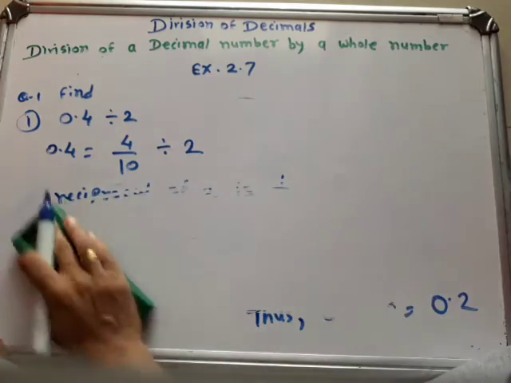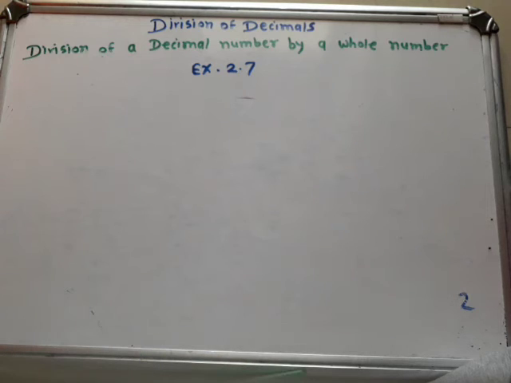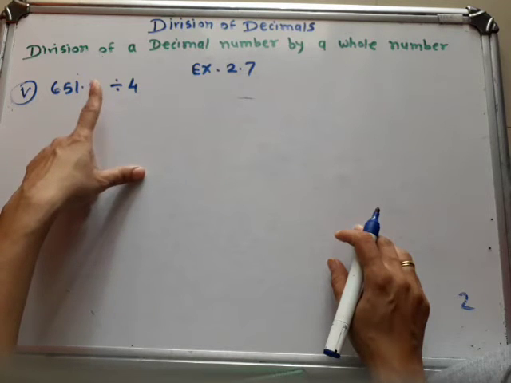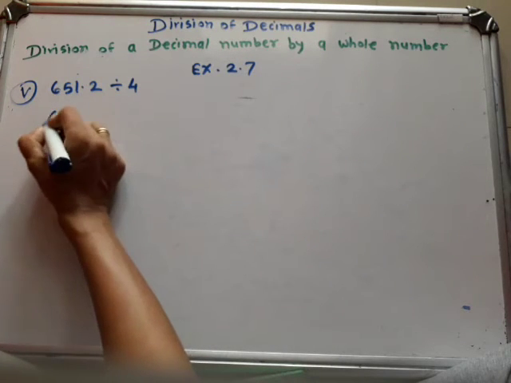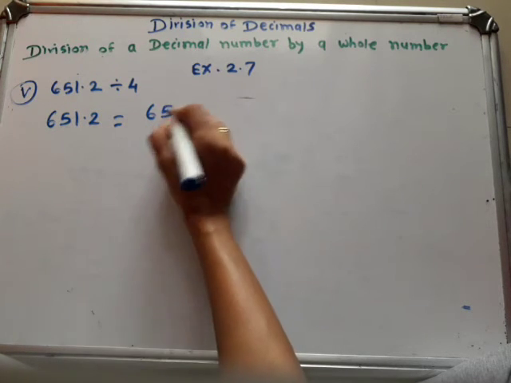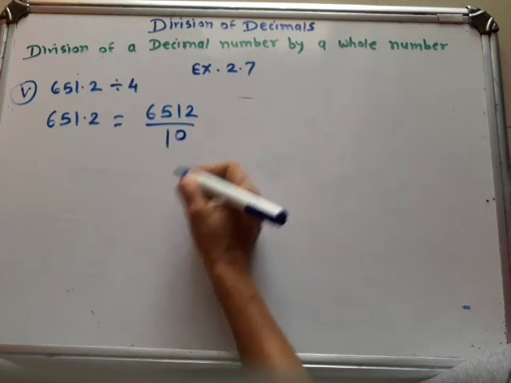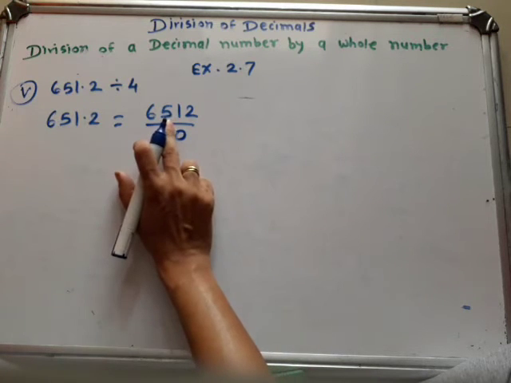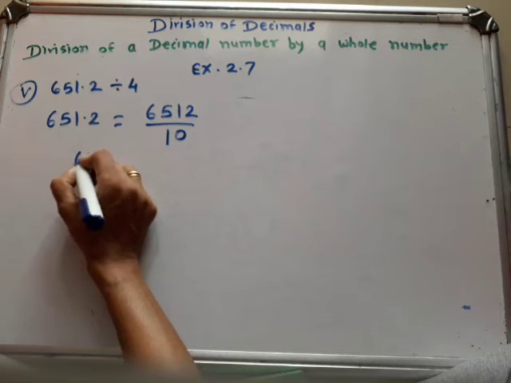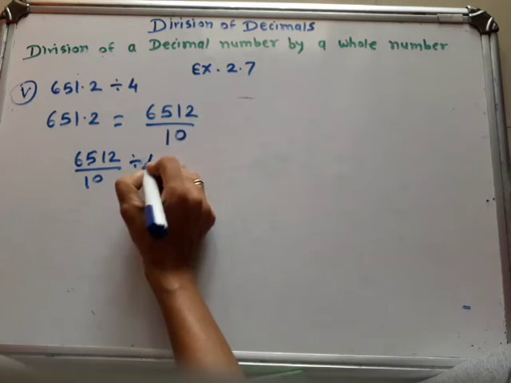Okay, now we take one more example. Suppose we take question number 5. See here, this is your question: 651.2 divided by 4. Again, first you have to convert this decimal into a fraction. Write all the digits, 6512. After the decimal point there is one digit, so you put 10. So we get 6512 upon 10. Now you have to solve this question. This is division, so you have to divide the number.